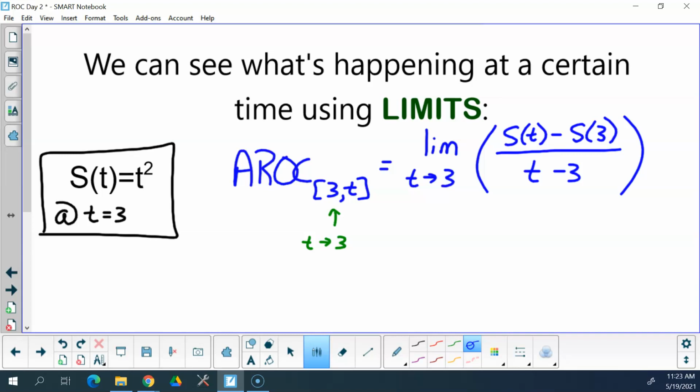Right? But I can't send t to 3 right now, this very second. Can't do it because then I'm dividing by 0.